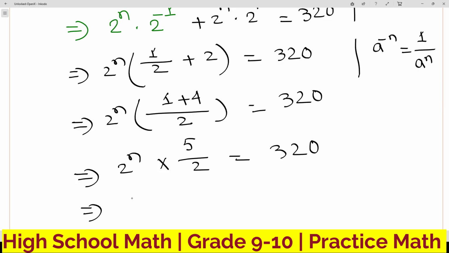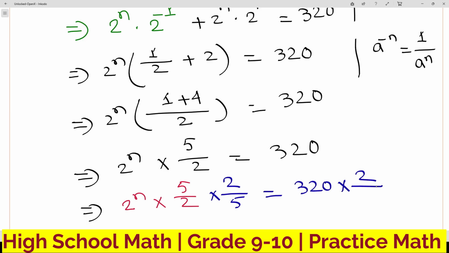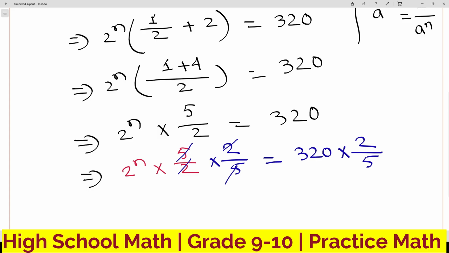Now as per cross multiplication, we can multiply both sides by 2 by 5. How? 2^n times 5 by 2, and we are going to multiply 2 by 5 on both sides. So 320 times 2 by 5. In this case, the 2 and 2 cancel out, 5 and 5 cancel out, and here is 2^n equals to 320 divided by 5.